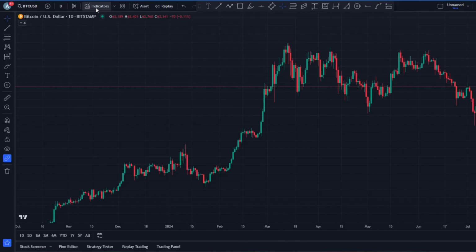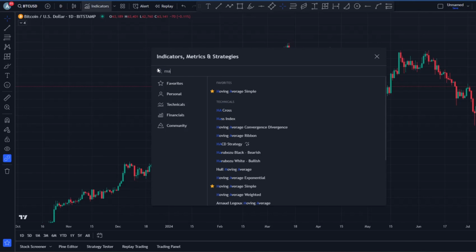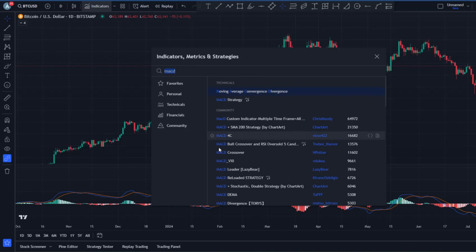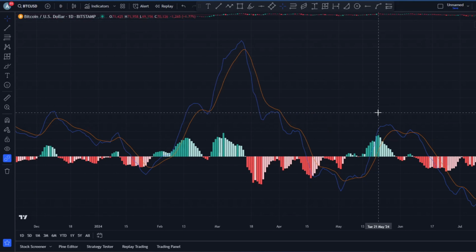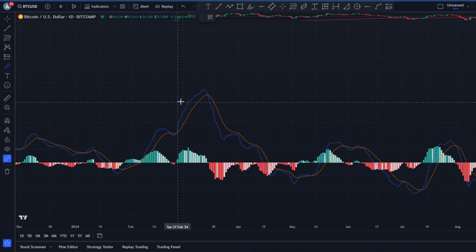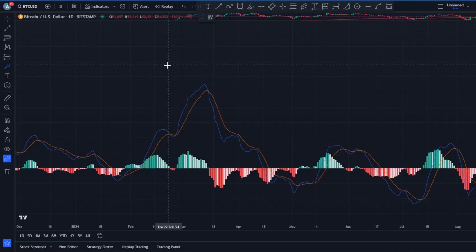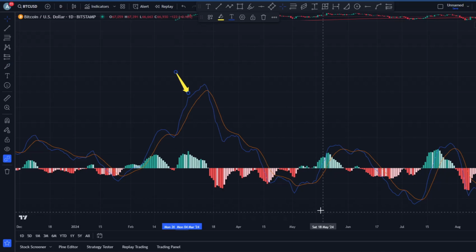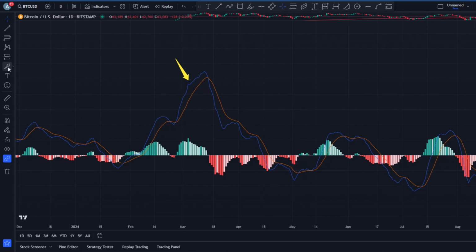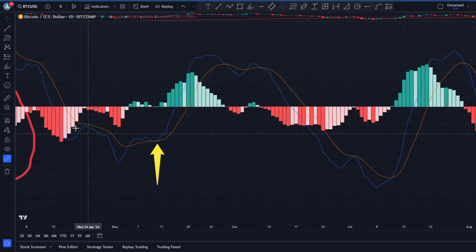Setting up the MACD indicator. First things first, let's add the MACD indicator to our chart. You can do this on any platform, whether it's TradingView or your favorite charting tool. Now that we have the MACD added, let's break down how it works. The MACD consists of 4 components. MACD line, usually blue, a 12-day moving average. Signal line, usually orange, a 26-day moving average. Histogram, the difference between the MACD line and the signal line. Zero line, the center point of the indicator.